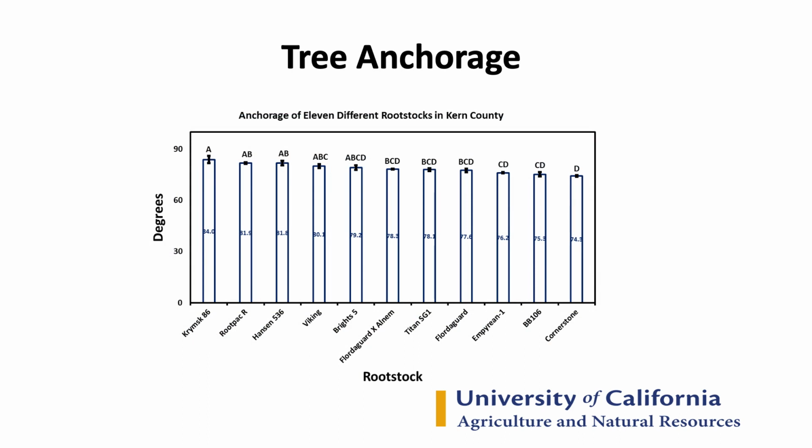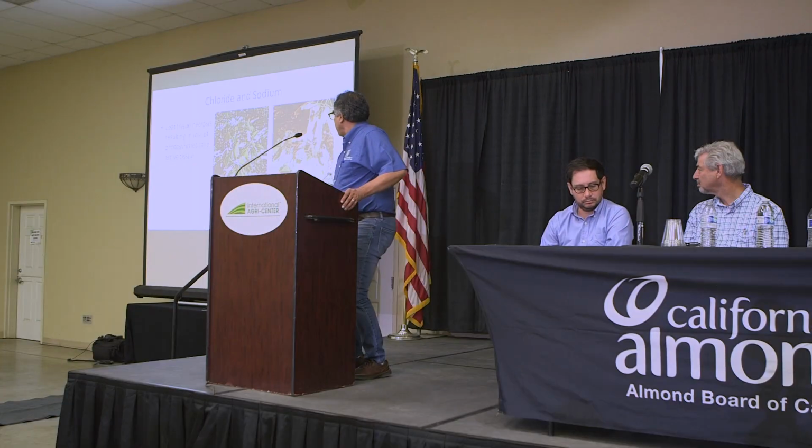This is from my experiment that was planted in 2019 down in Kern County, and you can see here that all the peach almond hybrids are still standing straight, the Viking here in the middle, as well as the Krymsk 86 or the plum hybrids. They are doing very well in terms of anchorage.